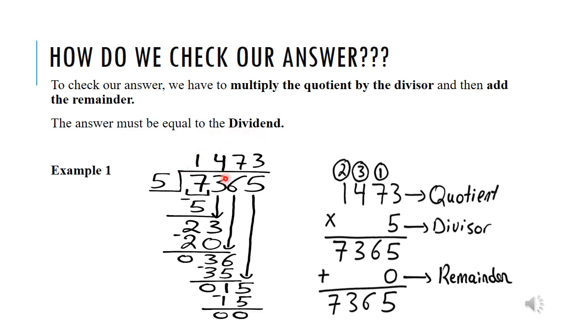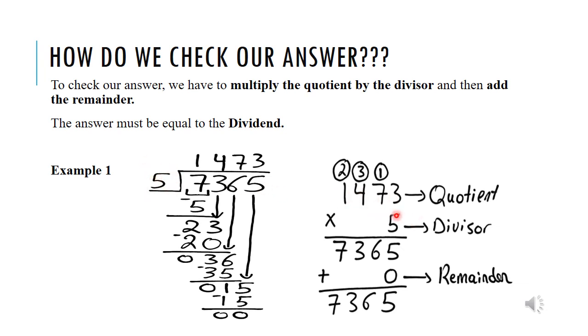For example, example 1. When we divided 7,365 by 5, we got 1,473. So, let's apply this rule to check if it's true or not. I multiply the quotient by the divisor. The quotient is 1473. I multiply it by the divisor, which is 5.